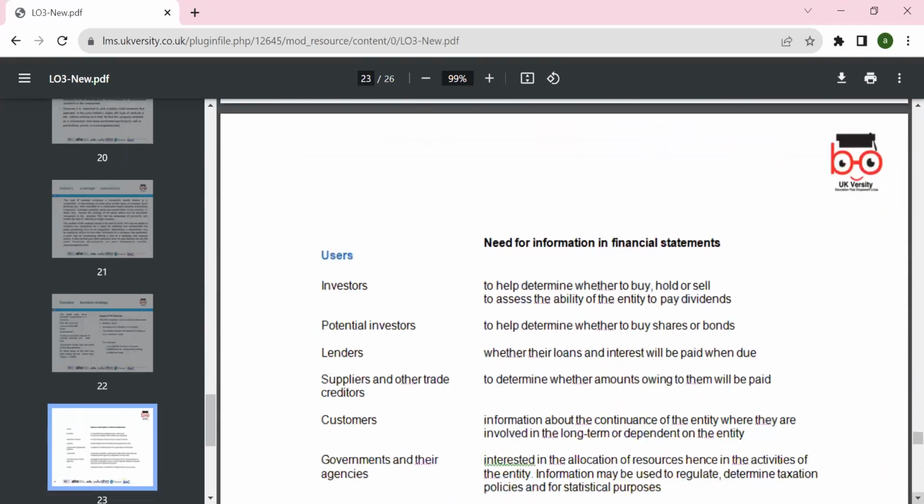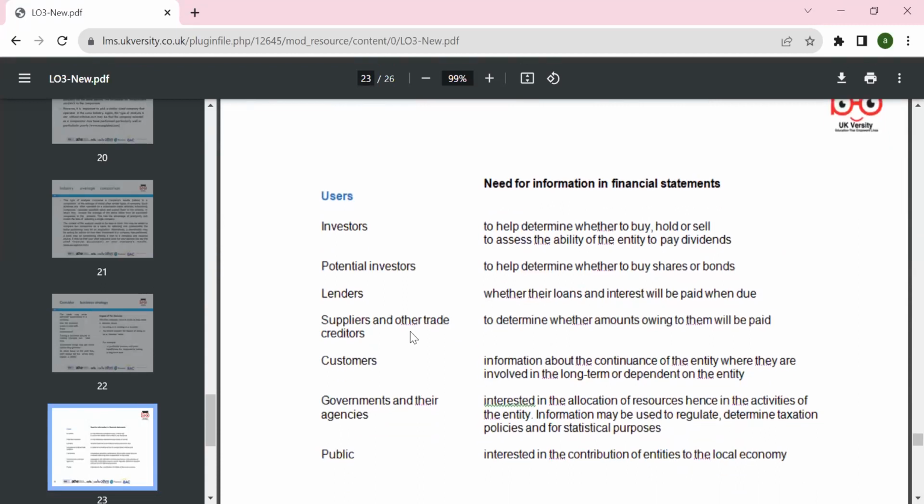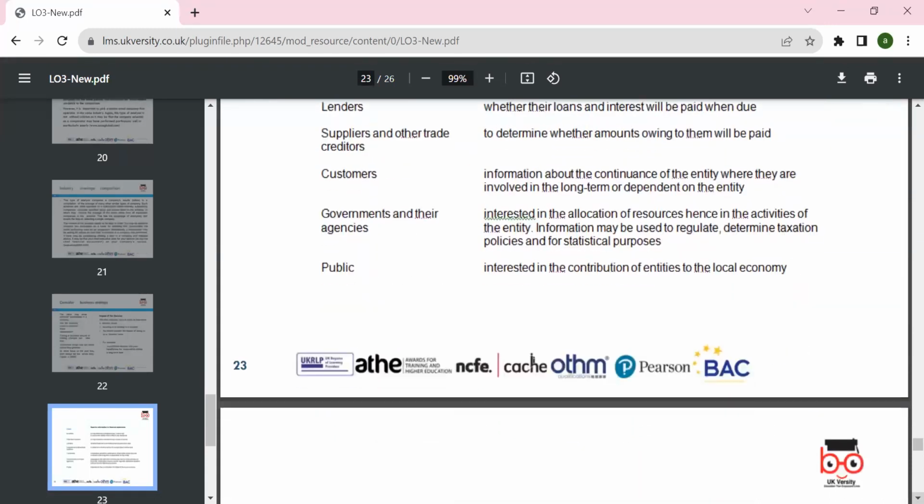Different stakeholders use them. Investors use them to determine whether to buy, hold, or sell the assets. Potential investors determine whether to buy or sell. Lenders, of course, look at the loans and interest to be paid. Suppliers determine whether the company that owes them will pay. All these different people, as we said earlier, can make decisions.